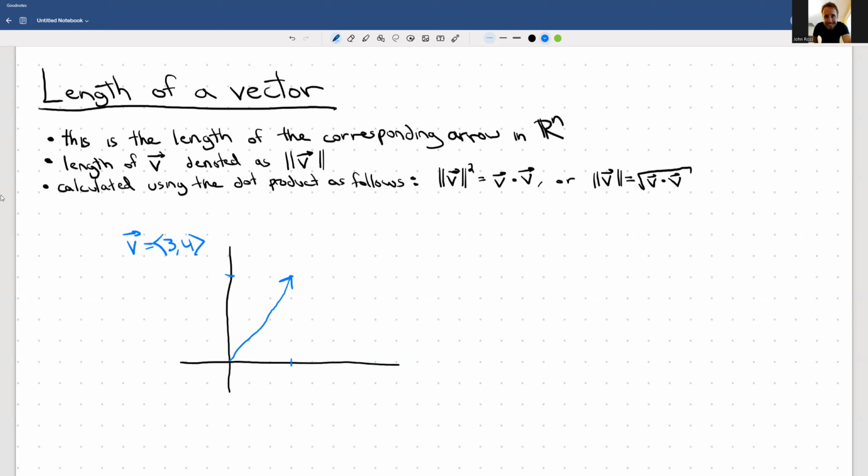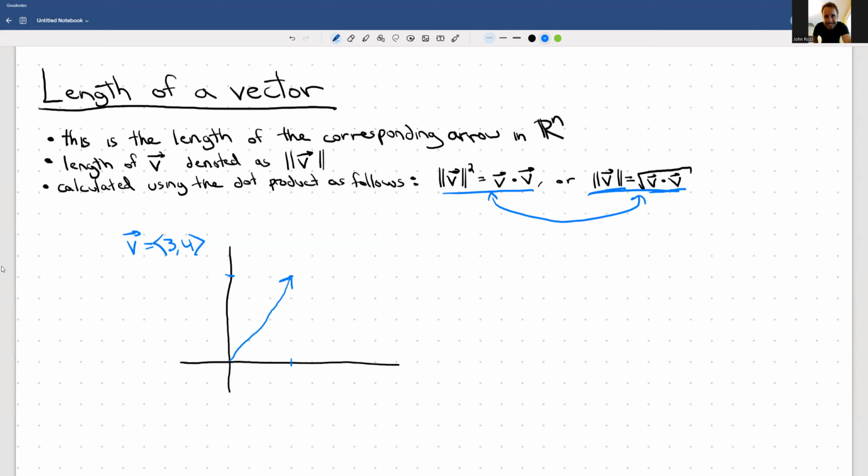And we can calculate that using the dot product in this manner described up here. We calculate the length by taking that vector dotted with itself and then square rooting it. Another way that we can write the formula is given to the left, in which we say that the length of the vector squared is equal to the vector dotted with itself. These two formulas are just equivalent to each other. But how will we actually see this in practice?